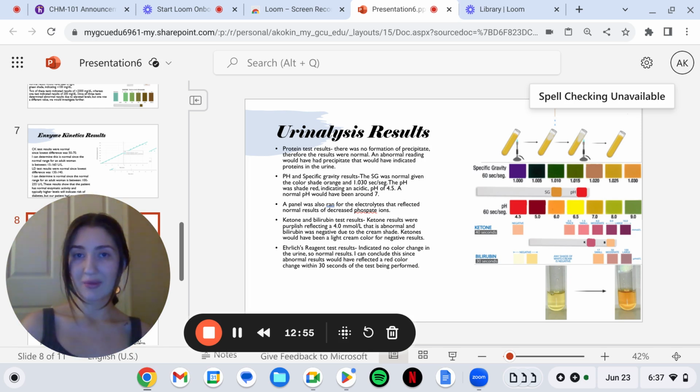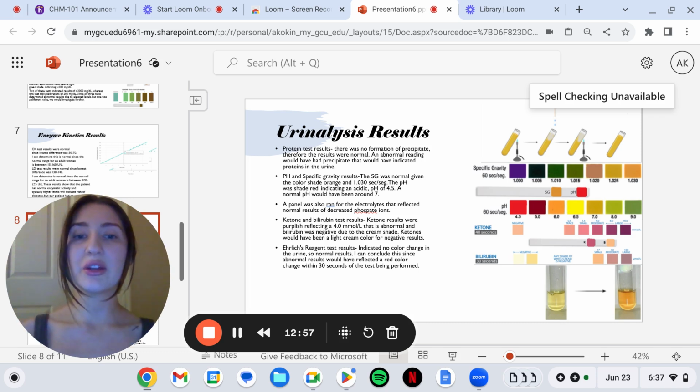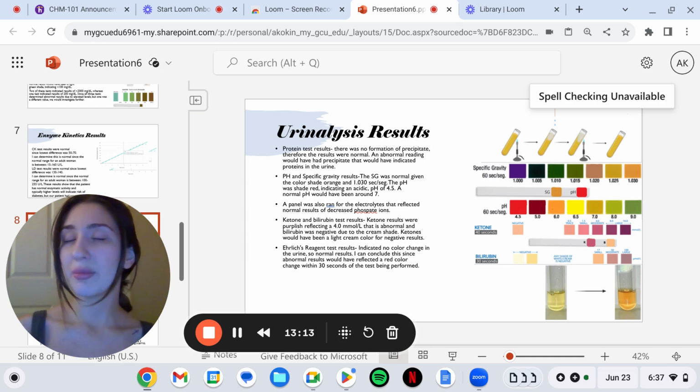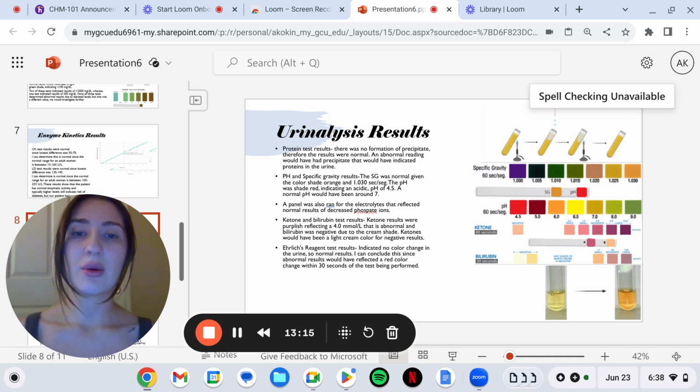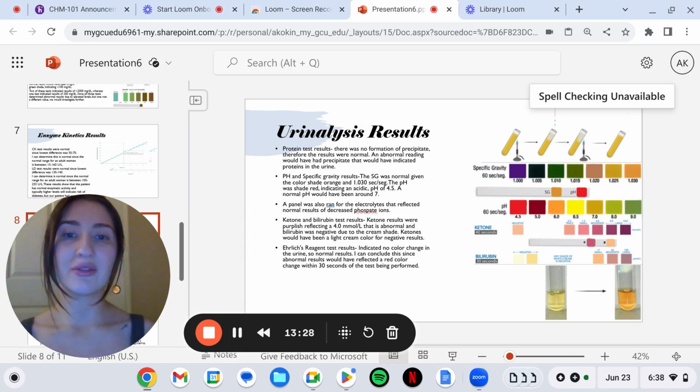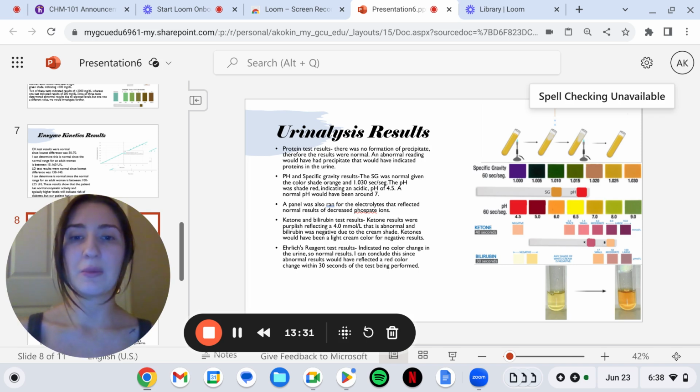The pH and specific gravity results: the SG was normal, given the color shade orange at a value of 1.030. The pH was shade red, indicating an acidic level of 4.5. A normal pH would have been around 7, so our results for the pH were abnormal as they were very acidic. A panel was also run for the electrolytes that reflected decreased phosphate ions in our patient's panel.